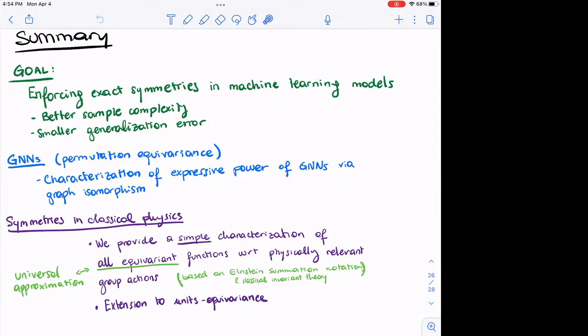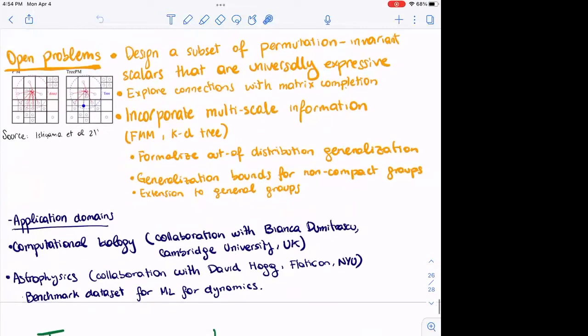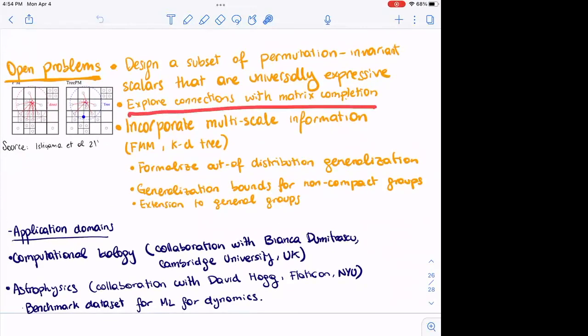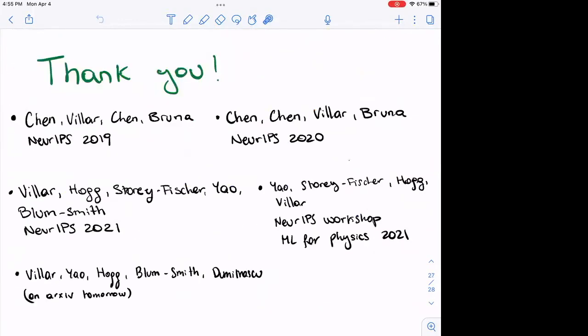And we looked at the extensions to unit equivariance, and there's many open problems in this space. Something that I'm interested in is exploring connections with the matrix completion stuff, and this formalizes the out of distribution generalization thing that I told you earlier about. Also, the characterization of the space of invariant polynomials for general groups: can you use that for parametrizing other invariant functions, or is it computationally too expensive? So this is my talk, and those are my preferences.